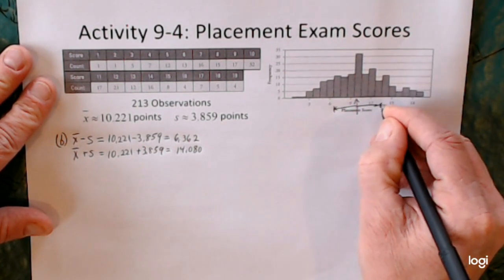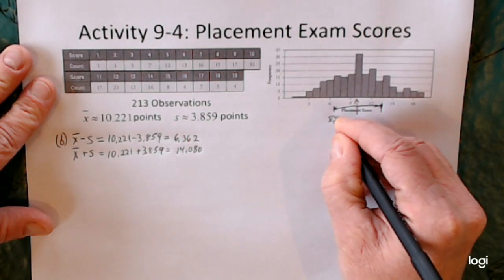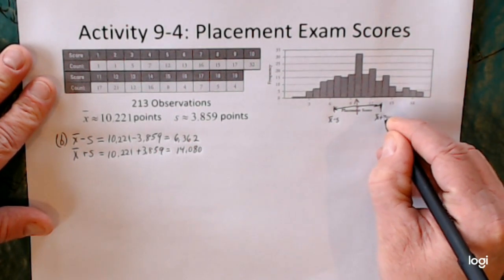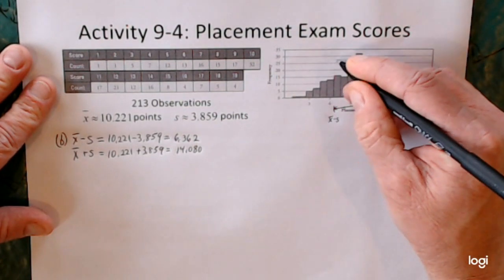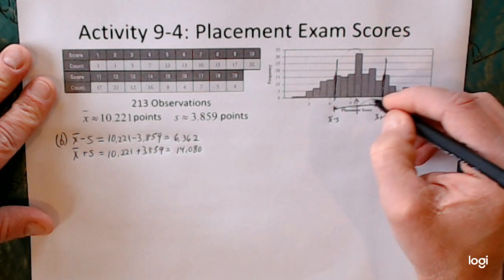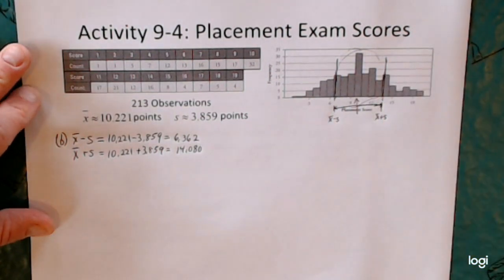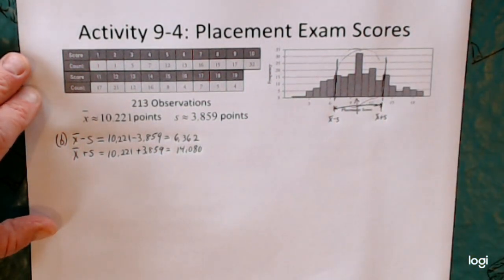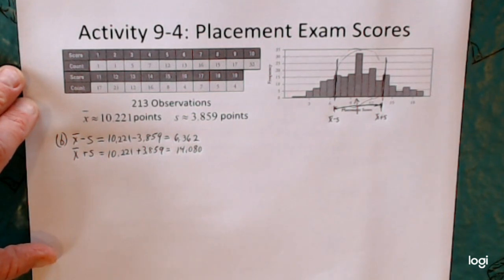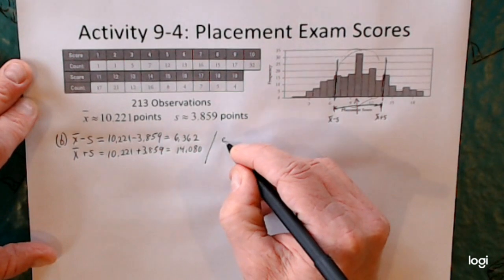So this I could call X bar minus a standard deviation, and there's X bar plus a standard deviation. These are all the observations that are within one standard deviation of the mean. Those are the students who scored reasonably close to the mean on their placement exam. And our job is to figure out how many. So that's part C.